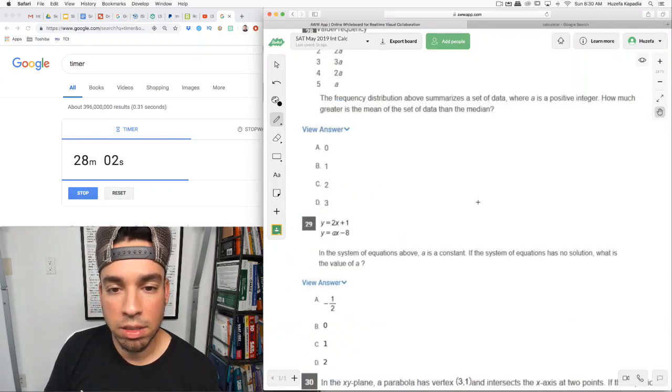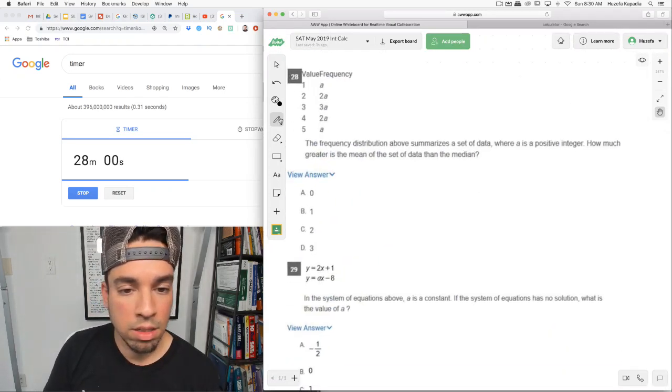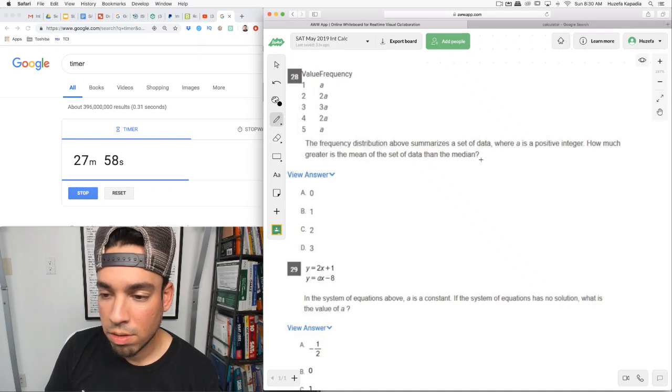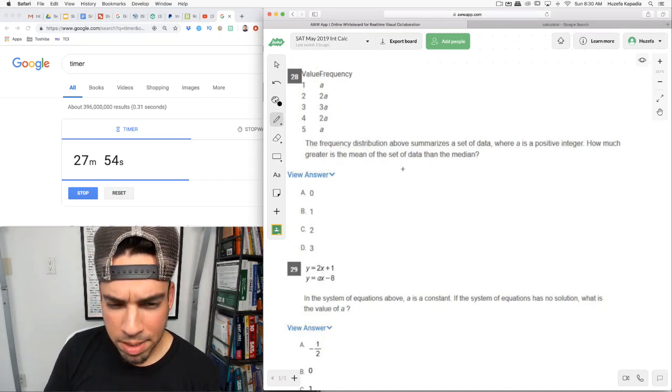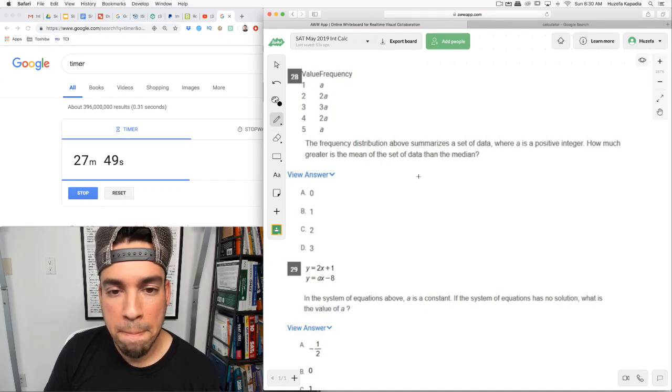Numero 28. We've got these guys, value frequency distribution above, where A is a positive integer. How much greater is the mean of the set of data than the median? Hold on a second. This is the frequency.